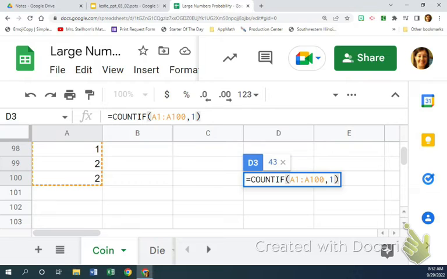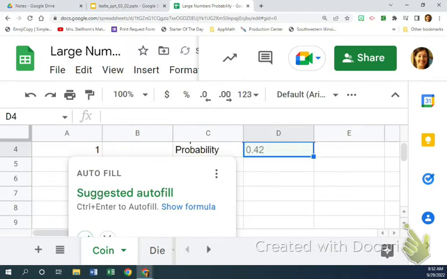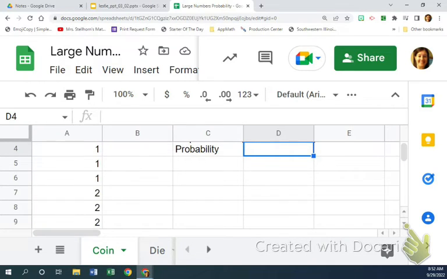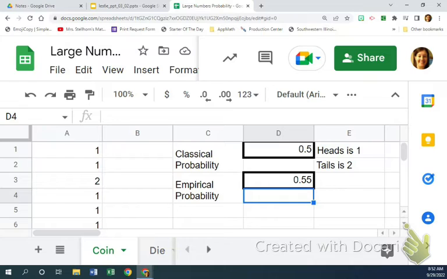Oh, dang, girl. Okay, we both have 43. So 43 exact. I'm going to now divide that by 100 to get a probability. Yesterday or the day before, we talked about how probability has to be a value between 0 and 1. It can't be bigger than 1. I hit enter. We're not going to autofill this. But anyway, we're going to compare how the classical probability and the empirical probability are pretty close.